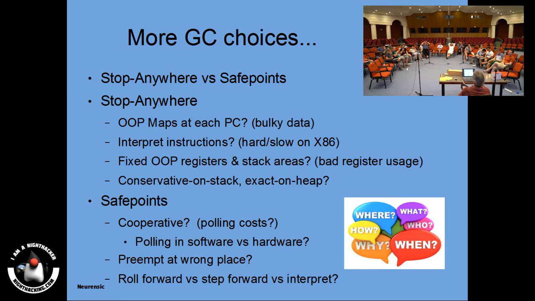Stop anywhere is an alternative that wasn't chosen. And that one was, somehow I can find oops at every program counter. I can stop my program anywhere, and I can still find the pointers. And how do I do that? If I have a map at every instruction, it's just too much. The maps are too vast, and I blow out memory, and it takes forever to do something with it. So maybe I have maps rarely, and I interpret between them, and that's very hard on an x86, to interpret instructions in order to track pointers through them.